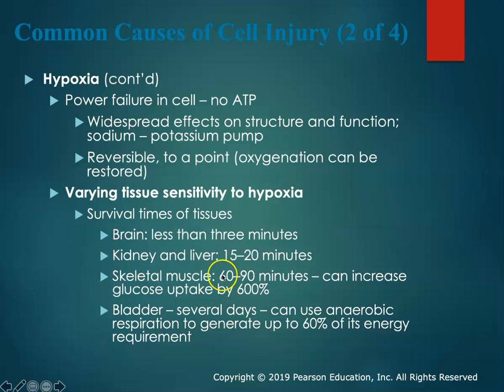Okay. Kidney and liver, though, can survive about 15 to 20 minutes without oxygen. Okay. Skeletal muscle, 60 to 90 minutes. It says here it can increase glucose uptake by 600% to compensate for that lack of oxygen. Bladder actually can go several days, okay, because it can use anaerobic respiration to generate up to about 60% of its energy requirement. So there are compensatory mechanisms that can occur within the cell to compensate for a lack of oxygen. But if there is no oxygen being supplied to the cell for a certain amount of time, then the cell's going to end up dying.